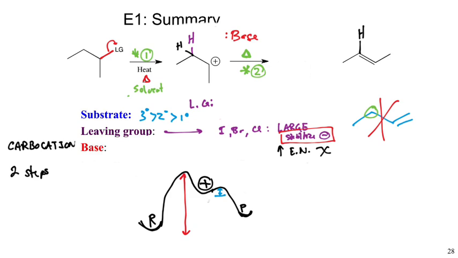So what does that mean? The first step is the only step we really care about. Is the base involved in the first step? No. Which means when we think about properties of the base, I don't need it to be strong. I just need it to have a pair of electrons. That's it. So I'm looking for not strong bases. What else would I need to worry about?